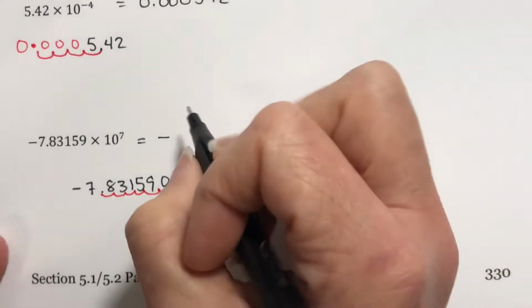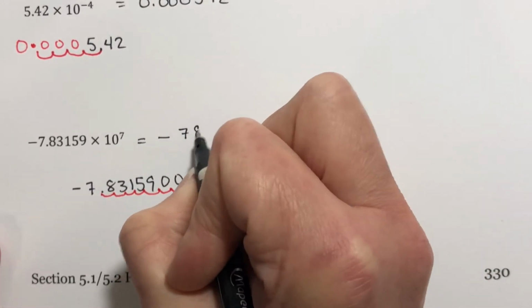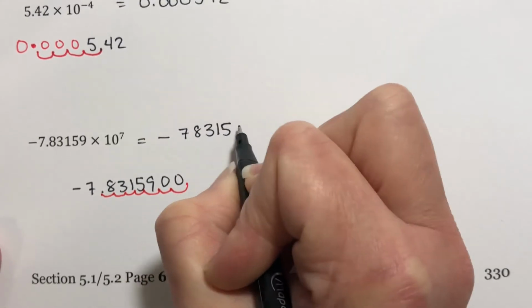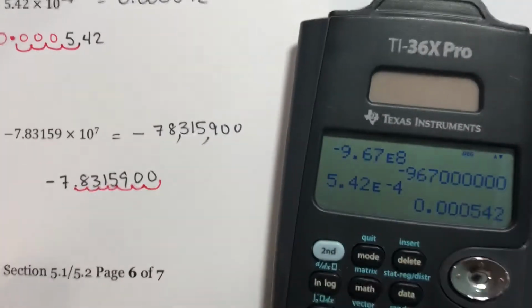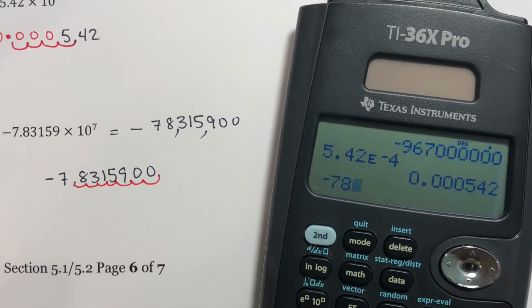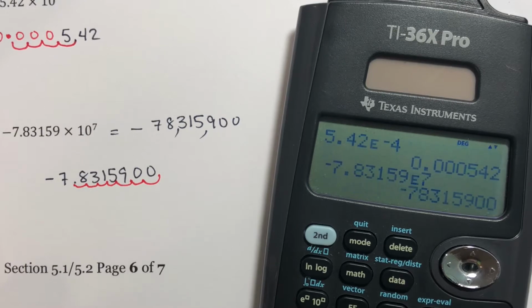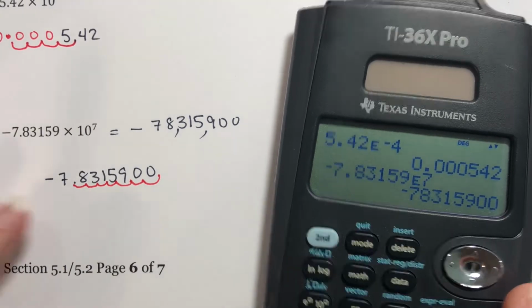And your answer is -78,315,900. Add your commas. Let's see what we got. And it looks like I got it right.